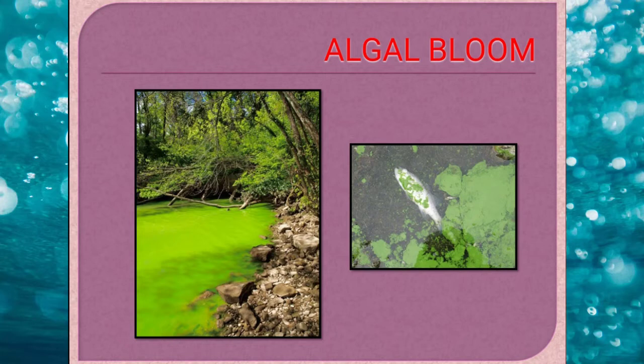In the first peak, you can see excessive growth of algae. This is known as algal bloom. And in the second peak, you can see the dead body of a fish because of this excessive growth of algae.